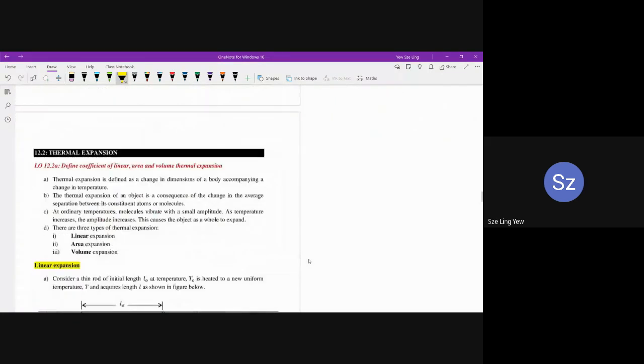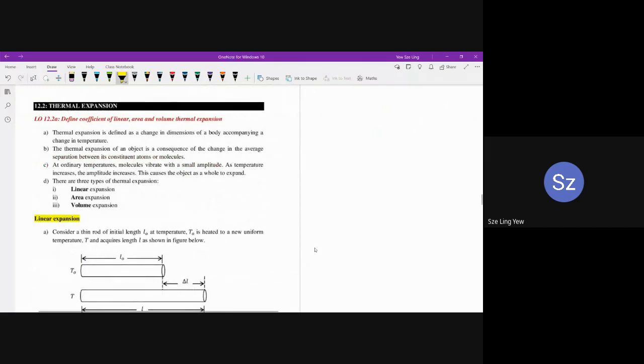All right. So we are done with the thermal conductions. Now let's look at the thermal expansion. Thermal expansion is much easier compared to thermal conduction. Why? Because you just have one equation, but you apply it for three different scenarios, three different cases. So define the coefficients of linear, area and volume thermal expansion. Three types of expansion, but their equations look similar.